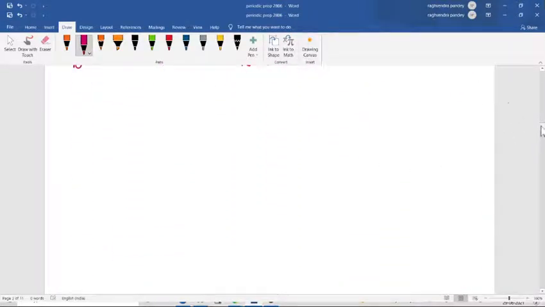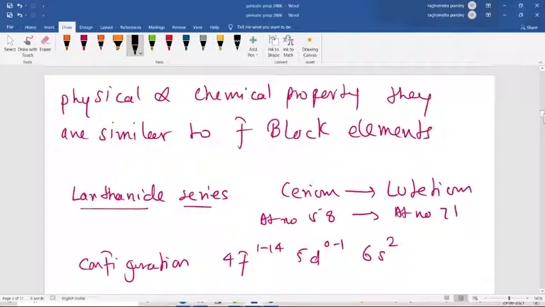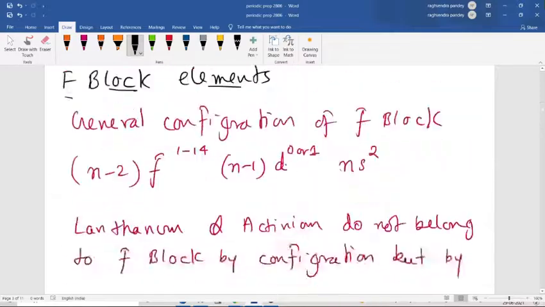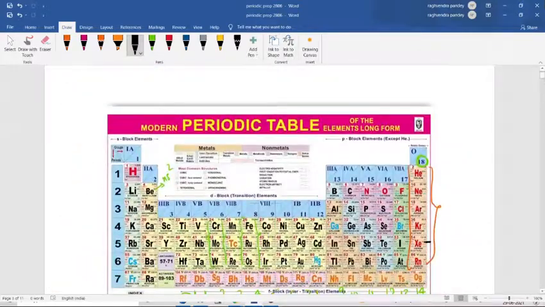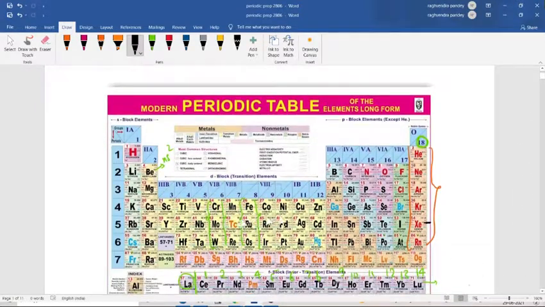Let's now start the periodic properties. So what are periodic properties? These are the properties which gradually decrease or increase along the period or the group. The name is periodic properties, but they gradually increase or decrease.